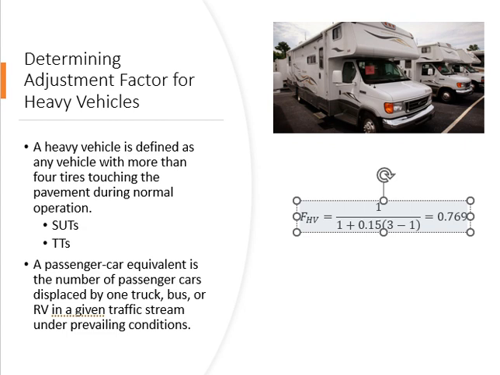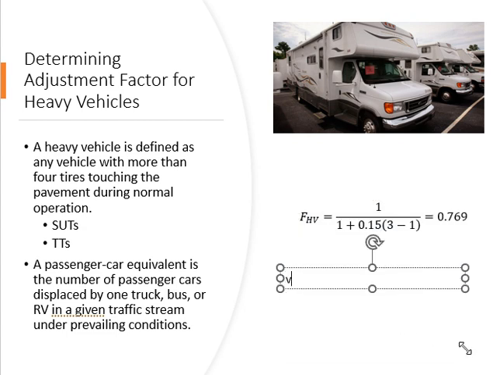Now I said there are two ways to do it, right? The first way is that you use FHV directly. So I calculated the FHV. Now my volume is 3200. Divide by FHV. This will convert the vehicles to passenger cars per hour. How much is this? 4,160. This is now passenger cars per hour.